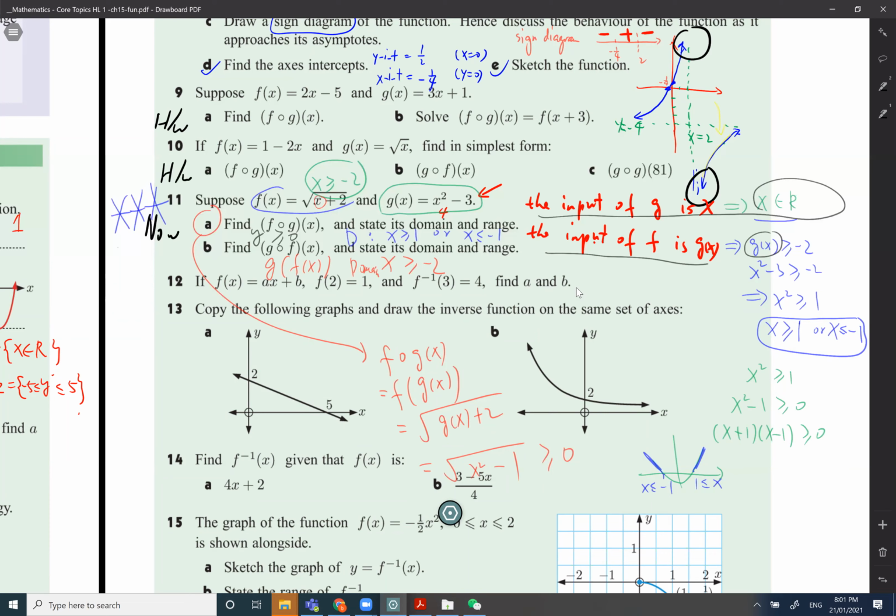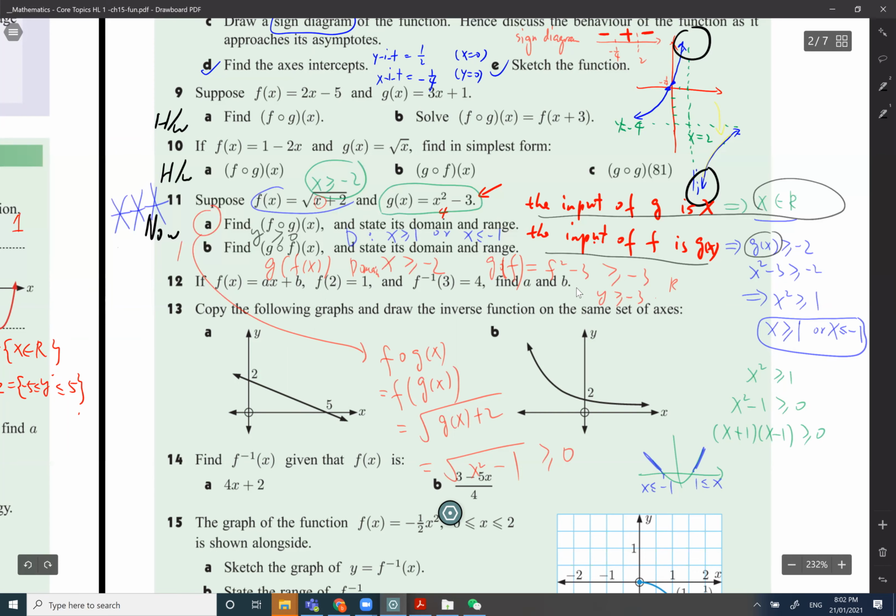How about the range? G of f is just the same as f squared minus 3, because g of x equals x squared minus 3. So g of f is just f squared minus 3. But f is bigger than or equal to 0. Something squared minus 3, so bigger than or equal to -3. That's why the range is bigger than or equal to -3. Why?